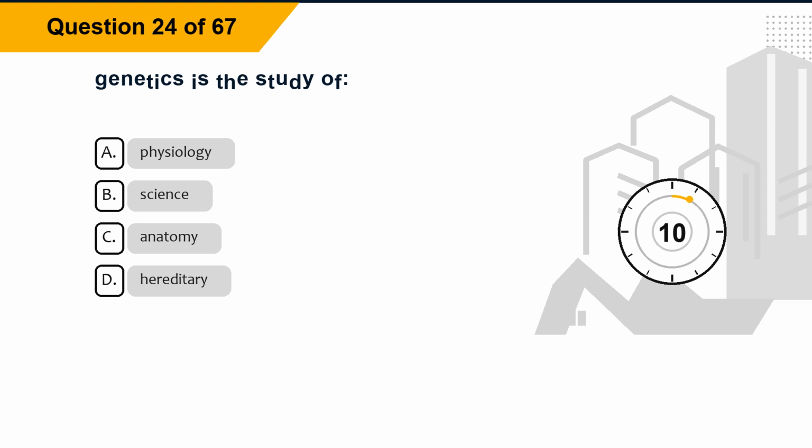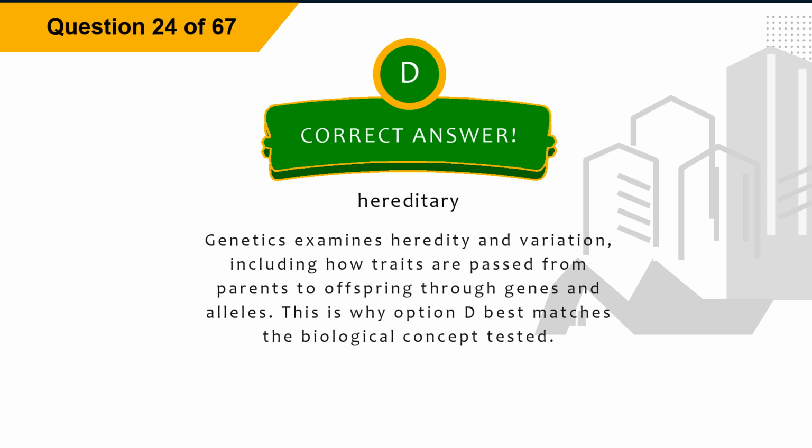Question 24. Genetics is the study of. Option A, physiology. Option B, science. Option C, anatomy. Option D, hereditary. The correct answer is option D, hereditary. Explanation: genetics examines heredity and variation, including how traits are passed from parents to offspring through genes and alleles. This is why option D best matches the biological concept tested.